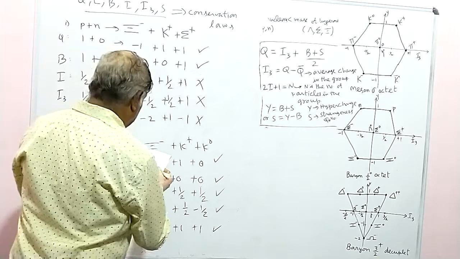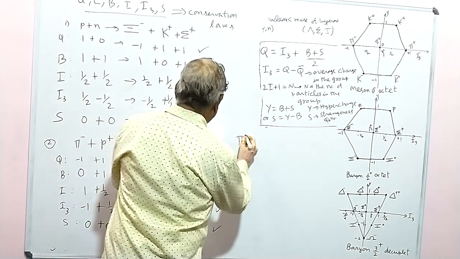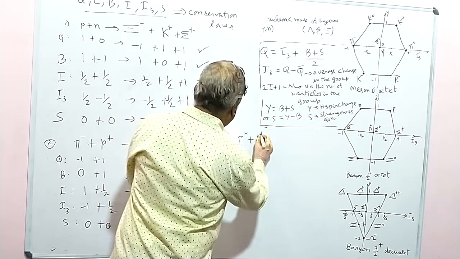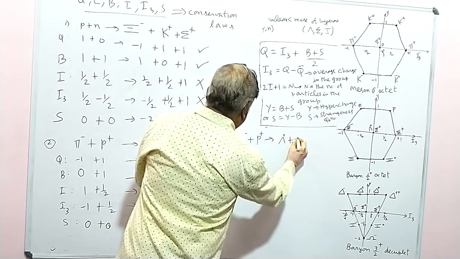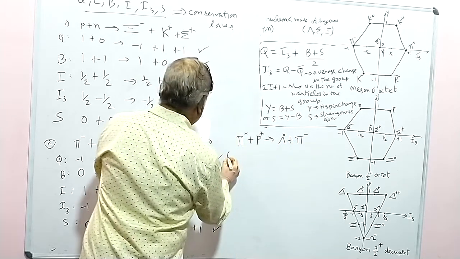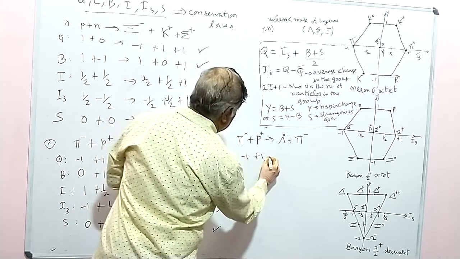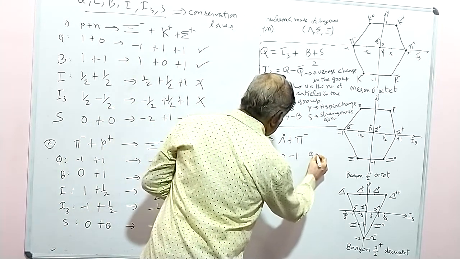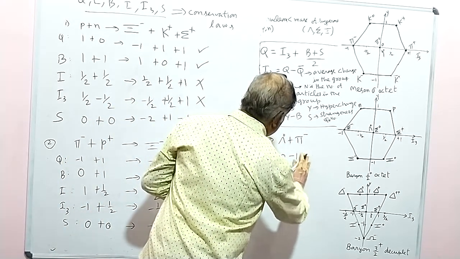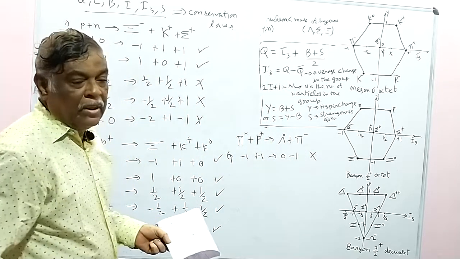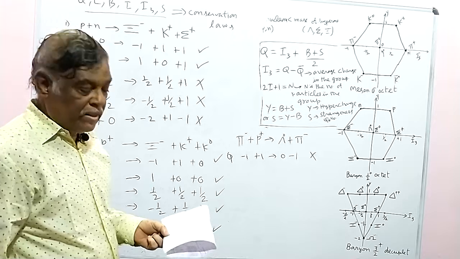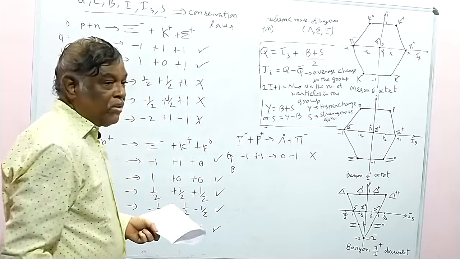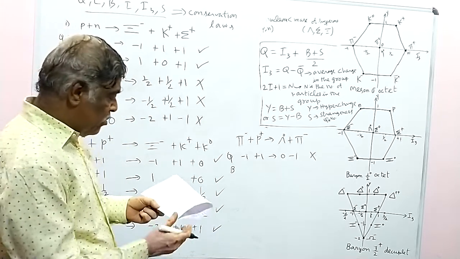Now let us take a problem like this: pi minus plus p plus, lambda 0 plus pi minus. So take Q, this is minus 1 plus 1, 0, minus 1. So Q is not conserved. Once Q is not conserved, this is not an allowed reaction. You can simply write this is not an allowed reaction. So even if the other numbers are conserved, Q is not conserved, the reaction is not allowed.